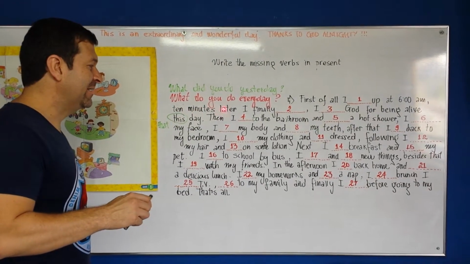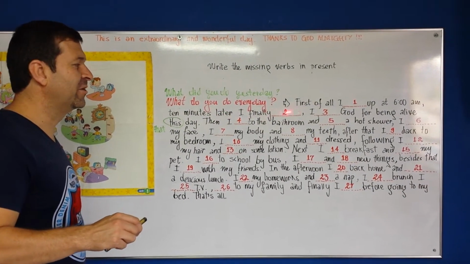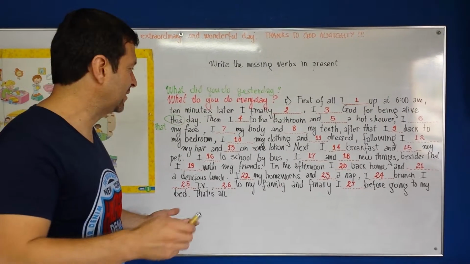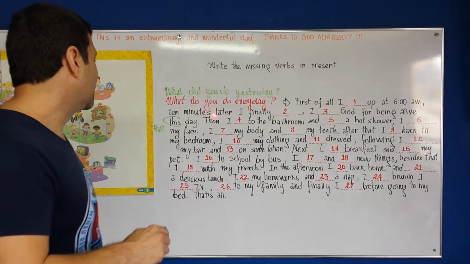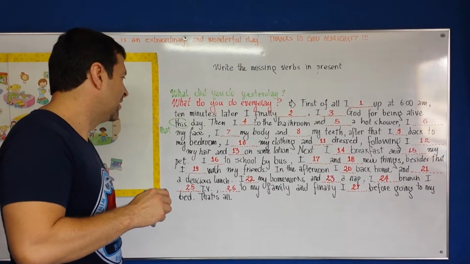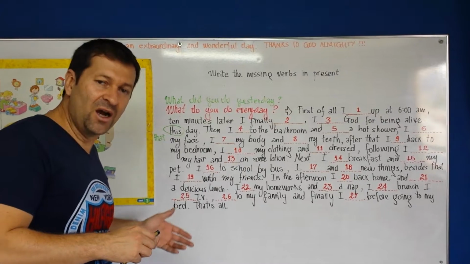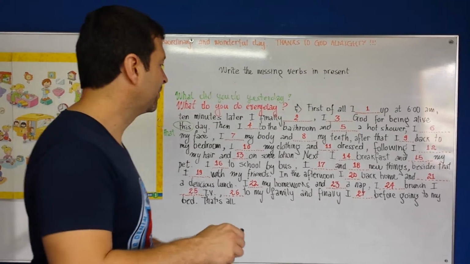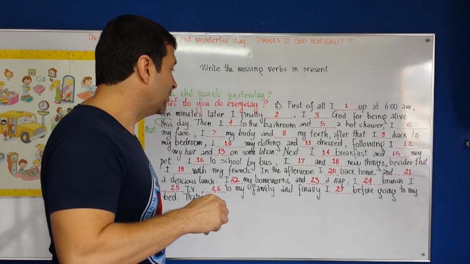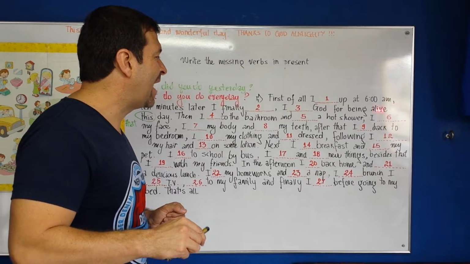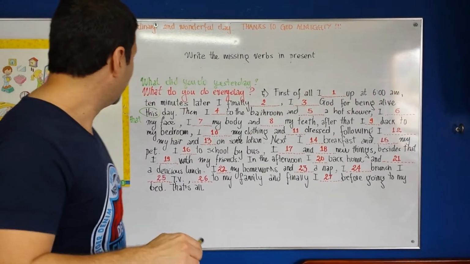10 minutes later, I finally got up. 10 minutos después, finalmente, me levanto. Eso le pasa a todo el mundo, right? La pronunciación, recuerde, varía. Hay personas que dicen minutes, later, si es inglés británico. Estamos utilizando un inglés americano estándar. I finally get up, me levanto. I thank God for being alive. Le agradezco a Dios por estar vivo.